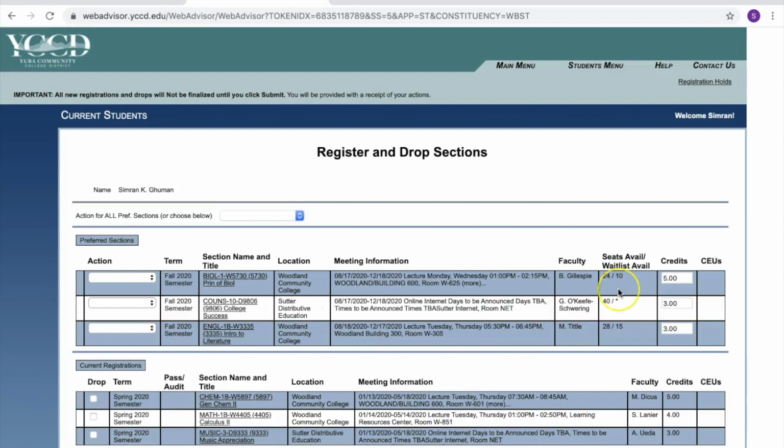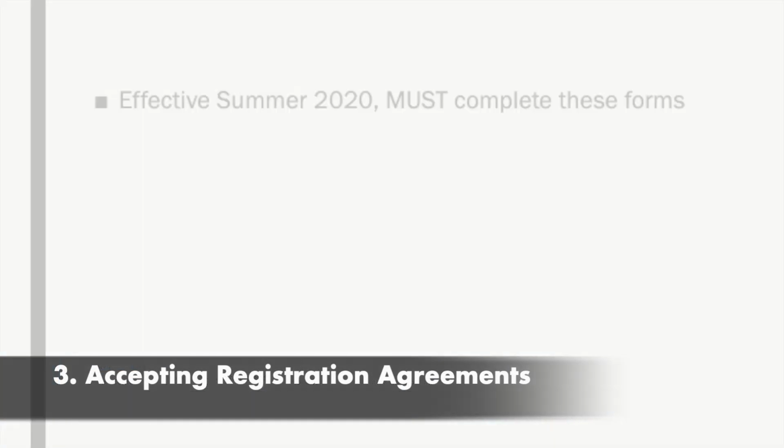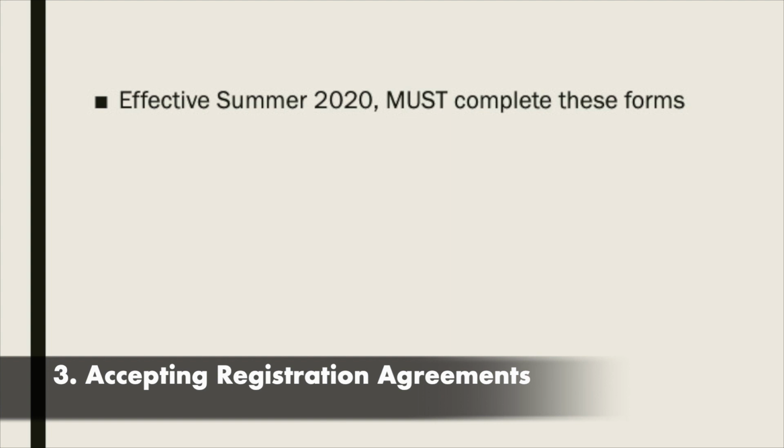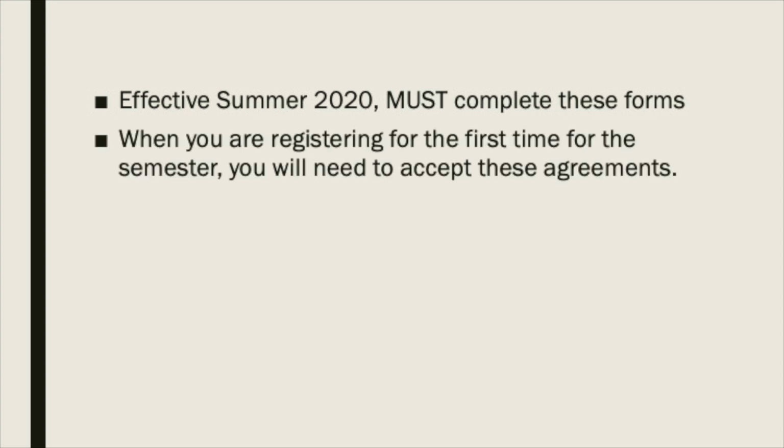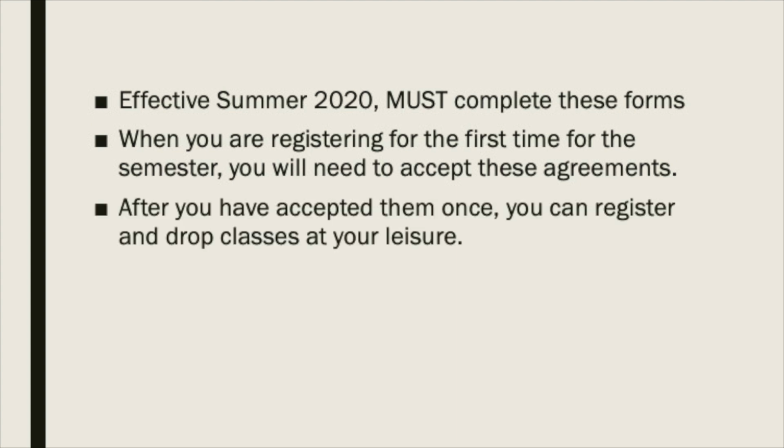The courses listed here are not guaranteed, and you are not enrolled in the courses until you complete the final step of registration. Before you are able to enroll in your courses, effective summer 2020 term, students will be required to complete agreements prior to registering for courses. These agreements will send you to self-service for completion, but you will need to come back to Web Advisor to register for courses. When you are registering for the first time for this semester, you will need to accept these agreements. After you have accepted them once, you can register or drop classes at your leisure.